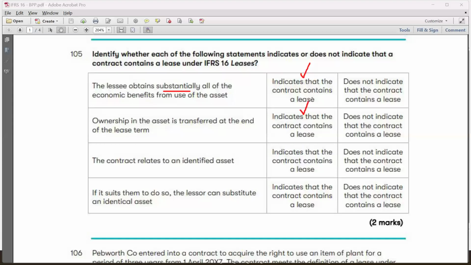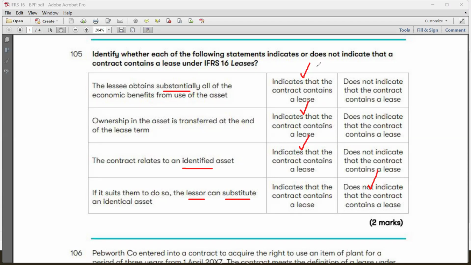Okay. The contract relates to an identified asset, an identified specific asset. Whenever this is the case, that is also related to lease. The last one: if it suits them to do so, the lessor, the one who is giving the asset, can substitute an identical asset. This cannot happen. We cannot substitute an asset because the contract relates to a specific identified asset. So this statement does not indicate a lease, okay? IFRS 16 clearly states that the asset has to be identified and it cannot be substituted, fine?